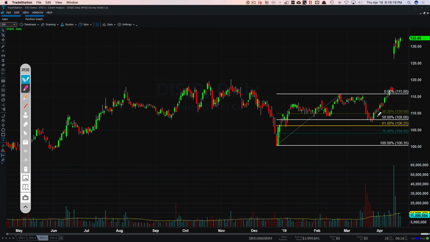I just want to show you that there is a 70% probability that price on a pullback will get to somewhere between these three numbers, 38.2, 50%, and 61.8. And so this allows you to roughly measure where the dip should end.